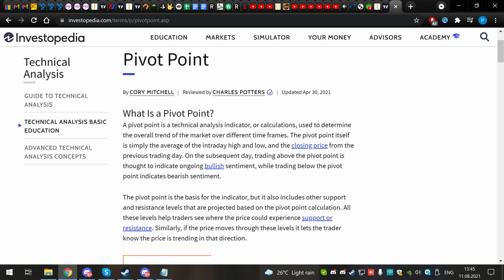The pivot point is the basis for the indicator, but it also includes other support and resistance levels that are projected based on the pivot point calculation. All these levels help traders see where the price could experience support or resistance. So that's a bit of theory for us. Now let's go to the chart.